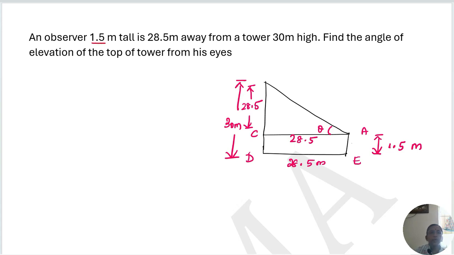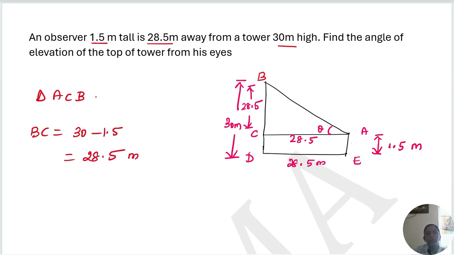An observer 1.5 meter tall is 28.5 meter away from a tower 30 meter high. Find the angle of elevation of the top of the tower from his eyes. So here CD and AE are the observer height, that is 1.5, and from the ground the height of the tower is 30 meters. So in this triangle ABCDE, in the triangle ACB, BC is nothing but 30 minus the observer height 1.5, so that is equal to 28.5 meters.